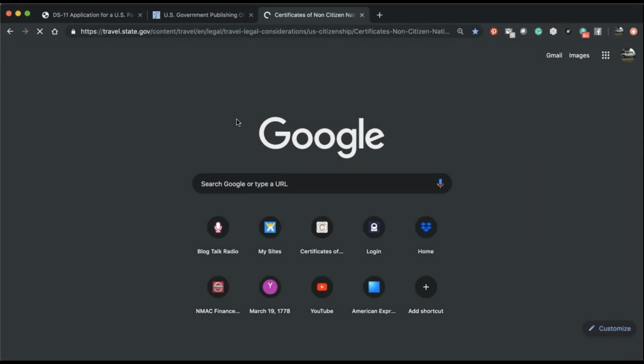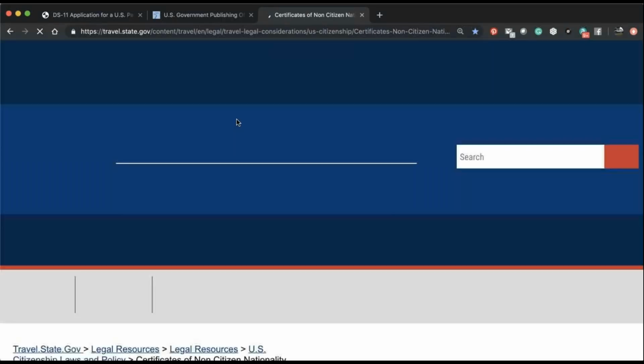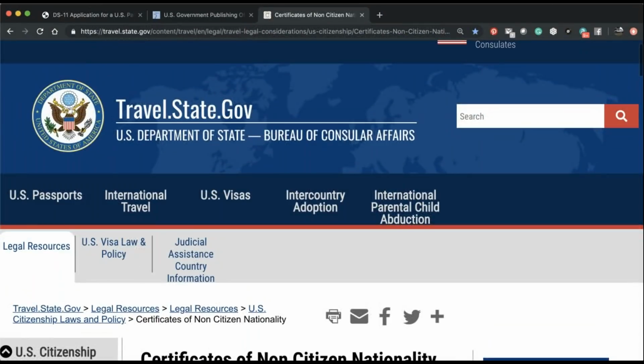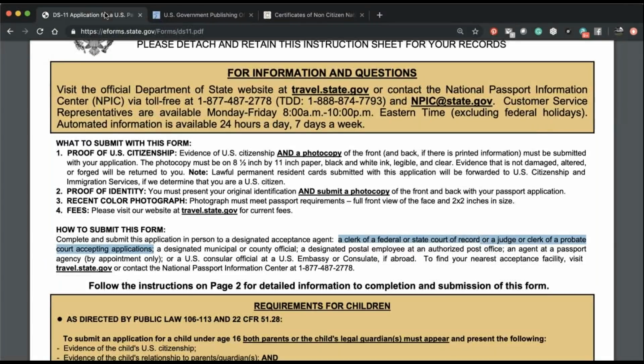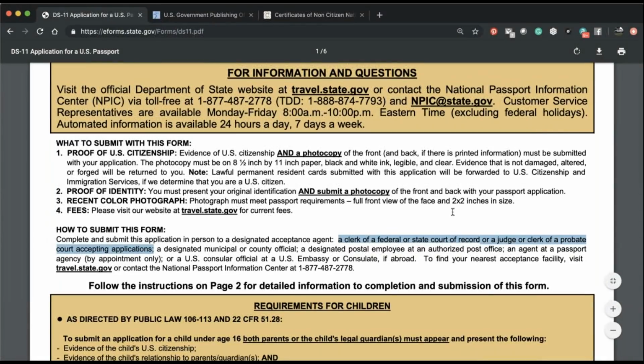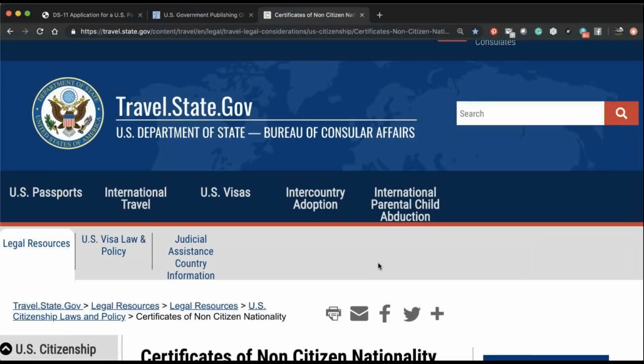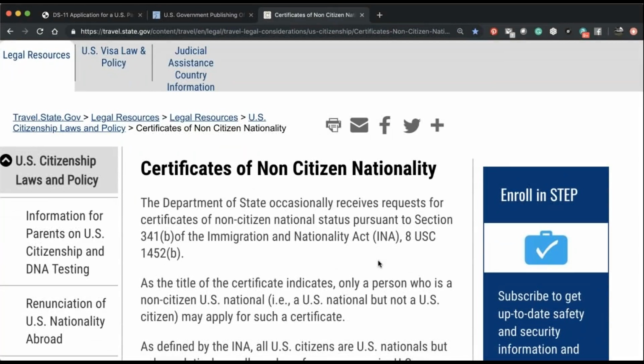All right. This all has to do with the passport. The reason why I showed you this section is because, when I was telling people, most of us go to the passport place, like a post office, to do our passport. But this started off saying go to a federal or state court of record. Why is that important? On certificates of non-citizen nationality, I'm not going to read all of this.